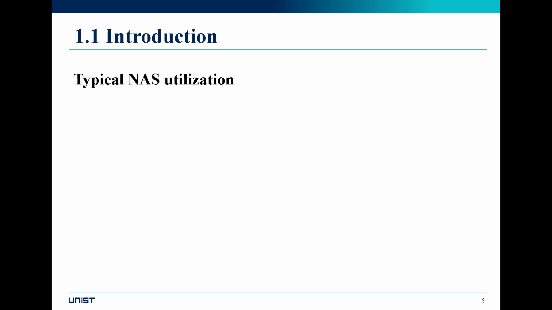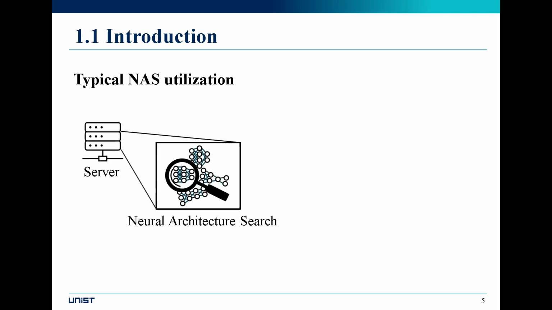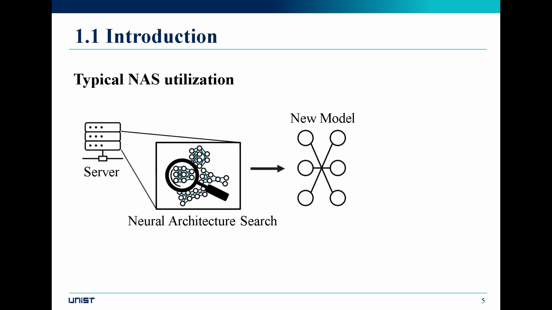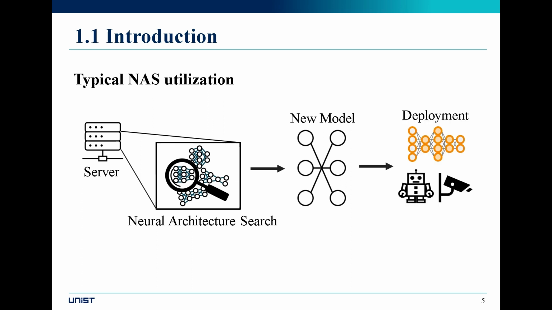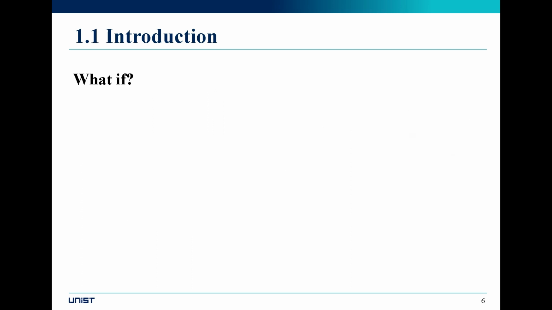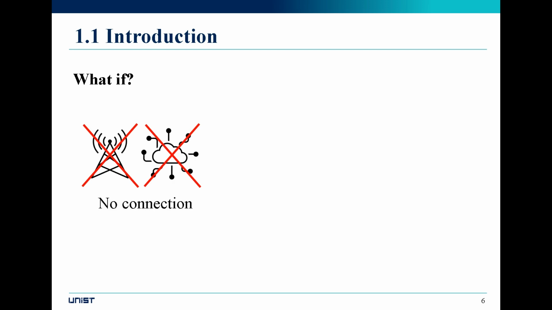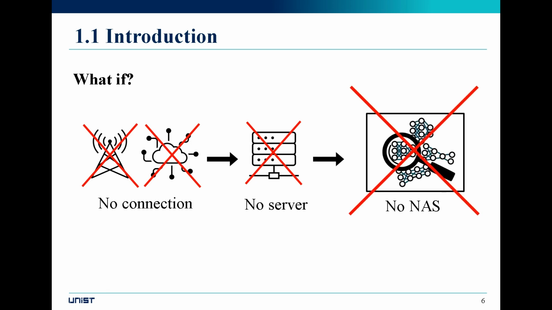Usually, typical NAS goes like this. You prepare the server, run NAS at the server, get a new model, and deploy. Now let's assume you got no connection with the network, so you don't have access to the server. Then you'll have no opportunity to run NAS.